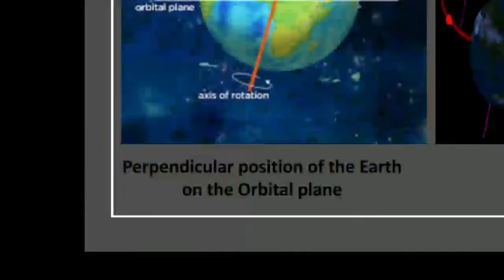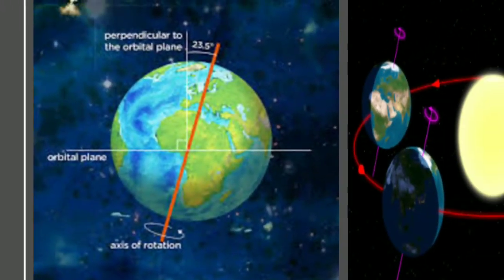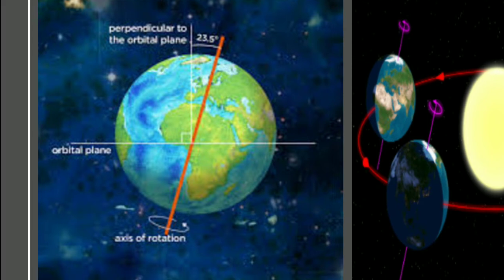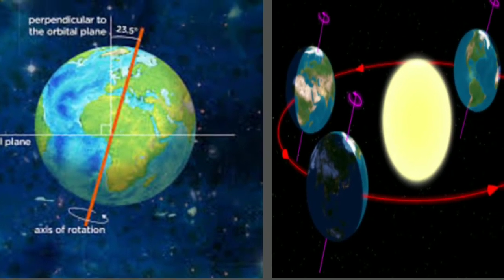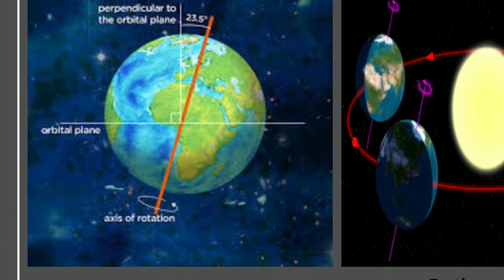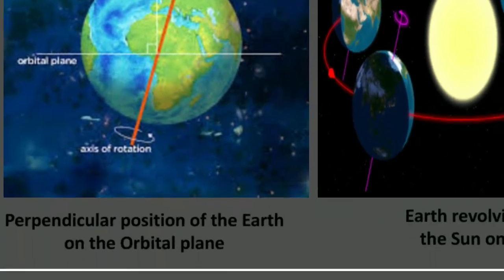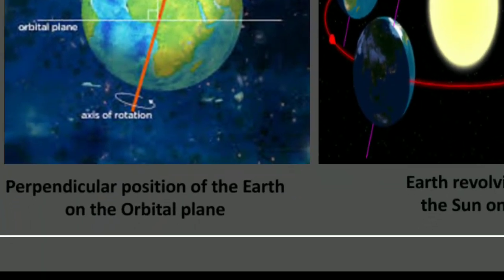Can you see this picture? This picture is having the perpendicular to the orbital plane. The earth is tilted at 23.5 degrees, and this is the orbital plane you can see in the middle, and the axis of the earth is shown with the red line. So this is how our earth is on the orbital plane.